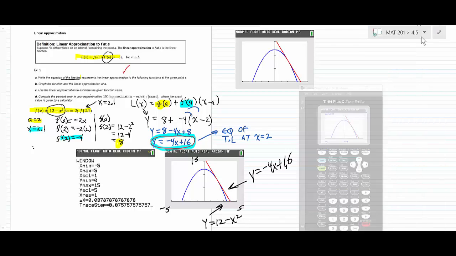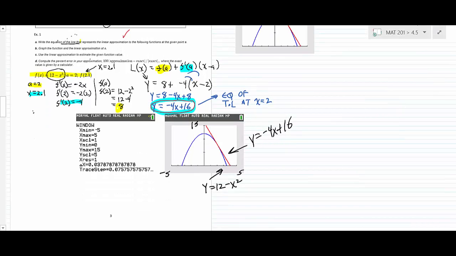Okay, so what I'm going to do is two things to kind of finish this up. In part C, what it says is use the linear approximation to estimate the given function value. So we're actually going to do L of 2.1. Okay, and all that means is we're going to take the graph of this tangent line, that's your linear approximation, and you're going to plug in a 2.1. So it turns out if you do the graph of the equation of the tangent line at 2, then if you plug in 2.1, you're pretty close.